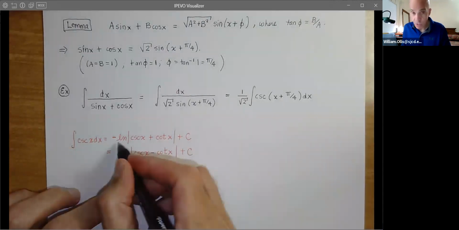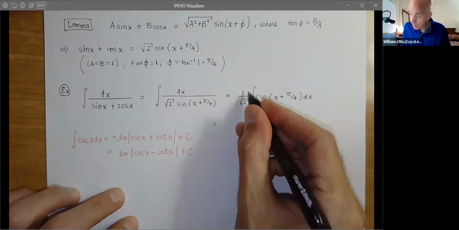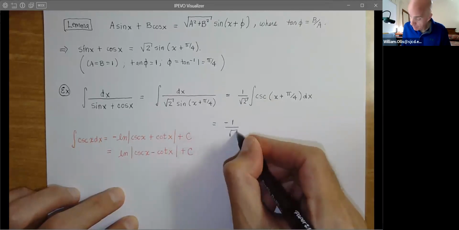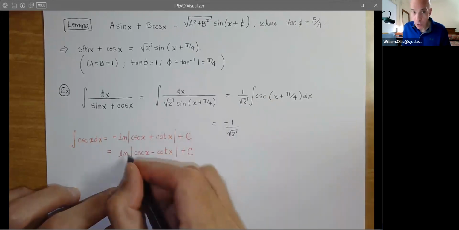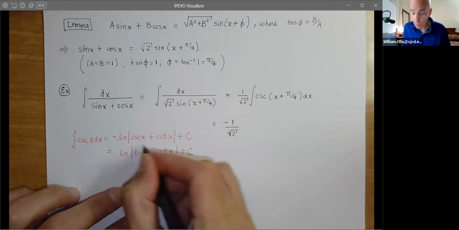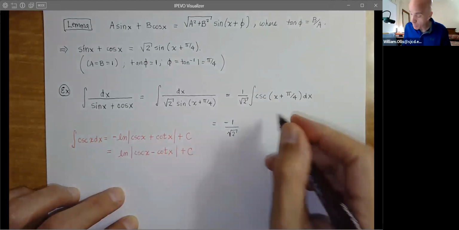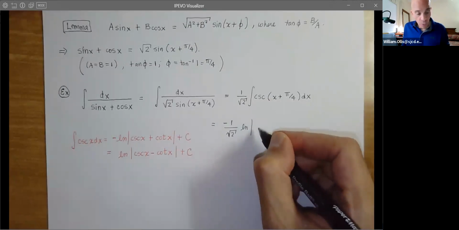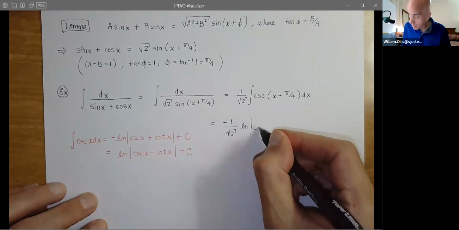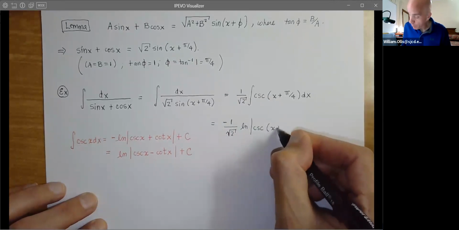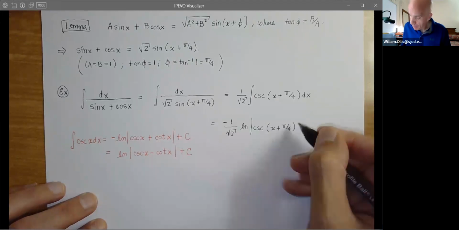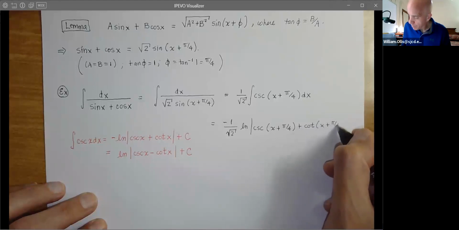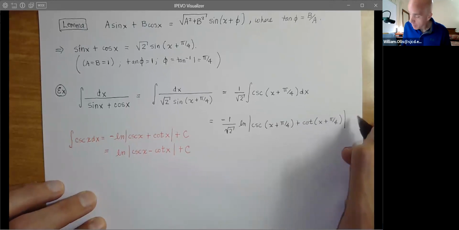So now we can apply this. I'll just apply the first one. So we have the 1 over root 2 with the negative. And again, this is du over u. You should remind yourself of the algebraic trick to derive this. That's something you should be able to do. And so we'll get natural log, and if you will, just go ahead and put the arguments here. Cosecant of x plus pi over 4 plus cotangent of x plus pi over 4, plus a constant.